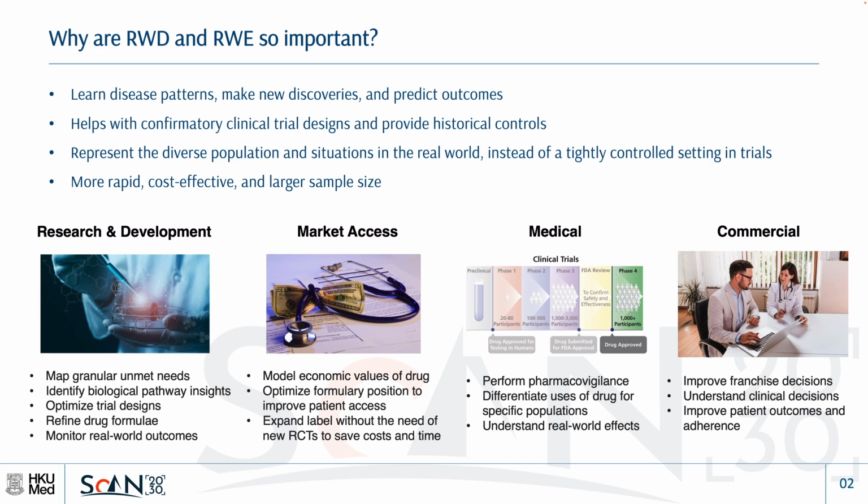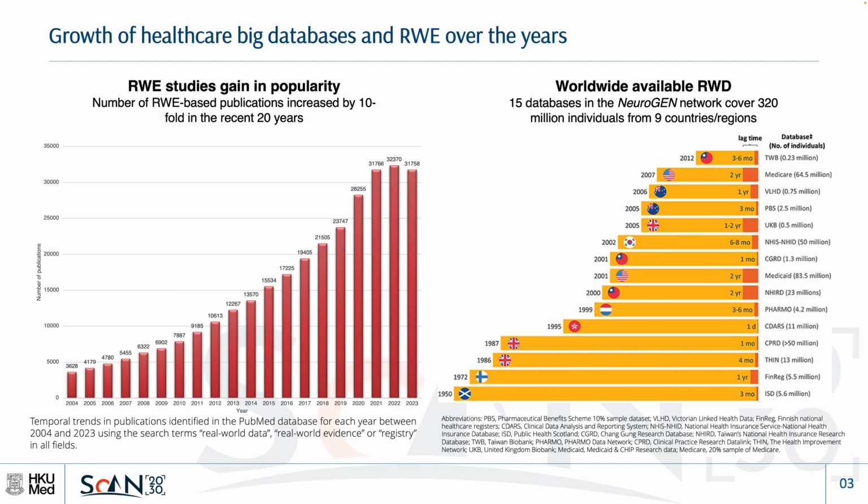RWD also allows for more rapid data collection, cheaper execution, and a larger sample size for analysis. As a result, healthcare big data can be widely used in improving R&D, market access of medicinal products, real-world use of medicines, and commercial decisions. Over the years, there has been a growth of healthcare big data around the world. If we search PubMed using the terms real-world data, real-world evidence, or registry, in the past 20 years, we can see that the number of RWD-based publications, or publications that discuss RWE, has increased by 10 times.